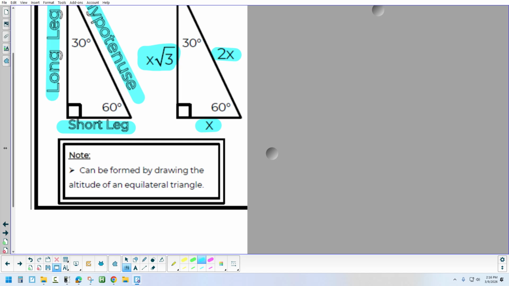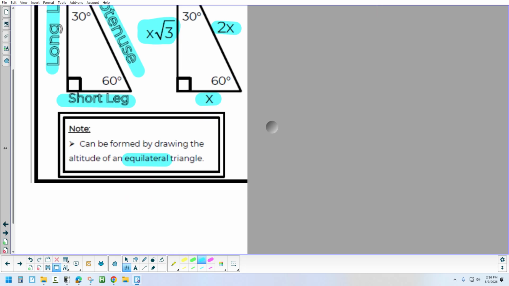Okay, under the box it says note, it says you can draw one of these triangles if you draw in the altitude. If you don't know what altitude is, altitude means height. Think of if you're in an airplane, altitude is how high you are. So the height of an equilateral triangle. An equilateral triangle looks exactly like that.